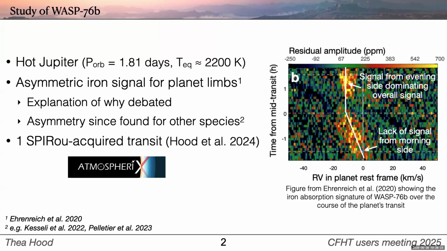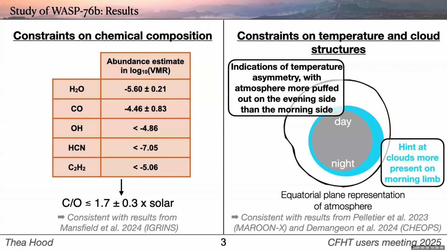The idea behind using infrared data to look at this atmosphere is that this could provide a different insight into this asymmetry. So I used the SPIRou transit, and the results were published last year. I don't have the time to get into the analysis of the data, so I'm just going to jump straight into the results.